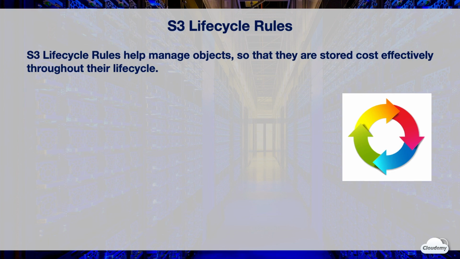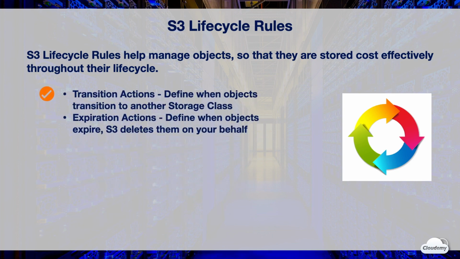Lifecycle rules can also manage the lifecycle of multiple versions, if you've enabled the object versioning. You need to configure lifecycle rules at the bucket level. There are two types of actions which you can define in an S3 lifecycle configuration. Transition actions define when objects transition to another storage class. For instance, you can transition objects to the S3 standard IA class after 30 days, or archive objects to the S3 Glacier class after 1 year.